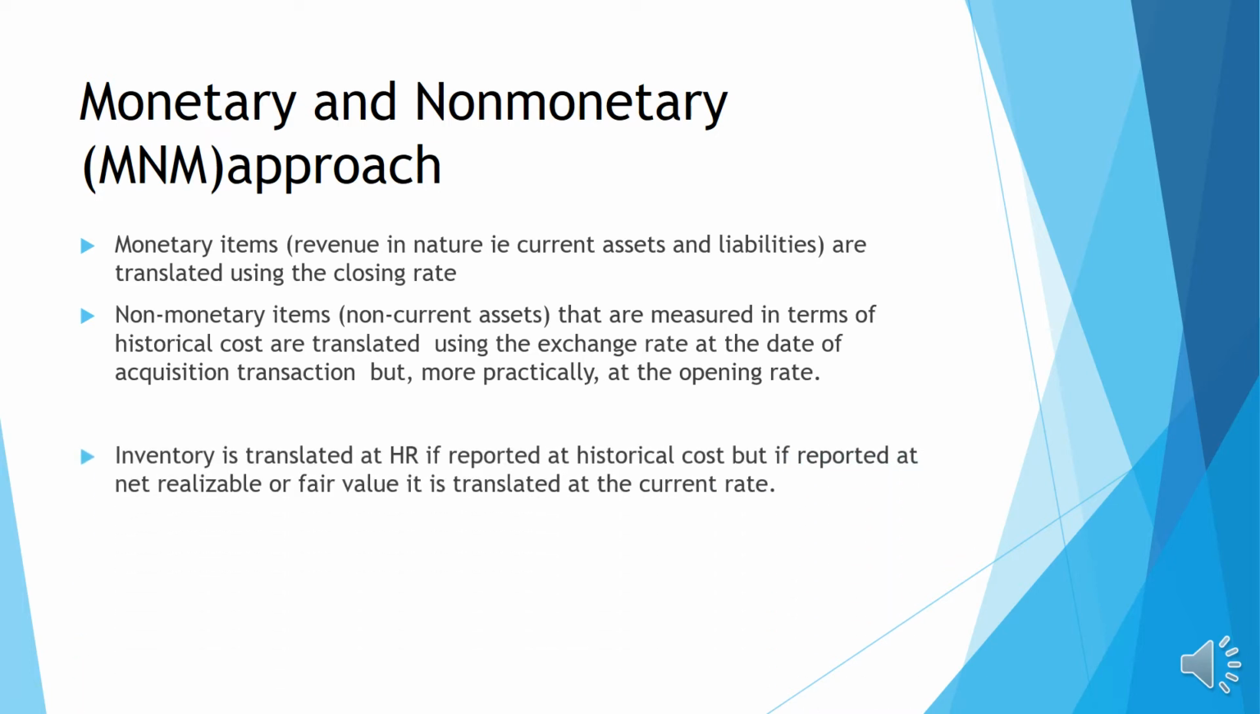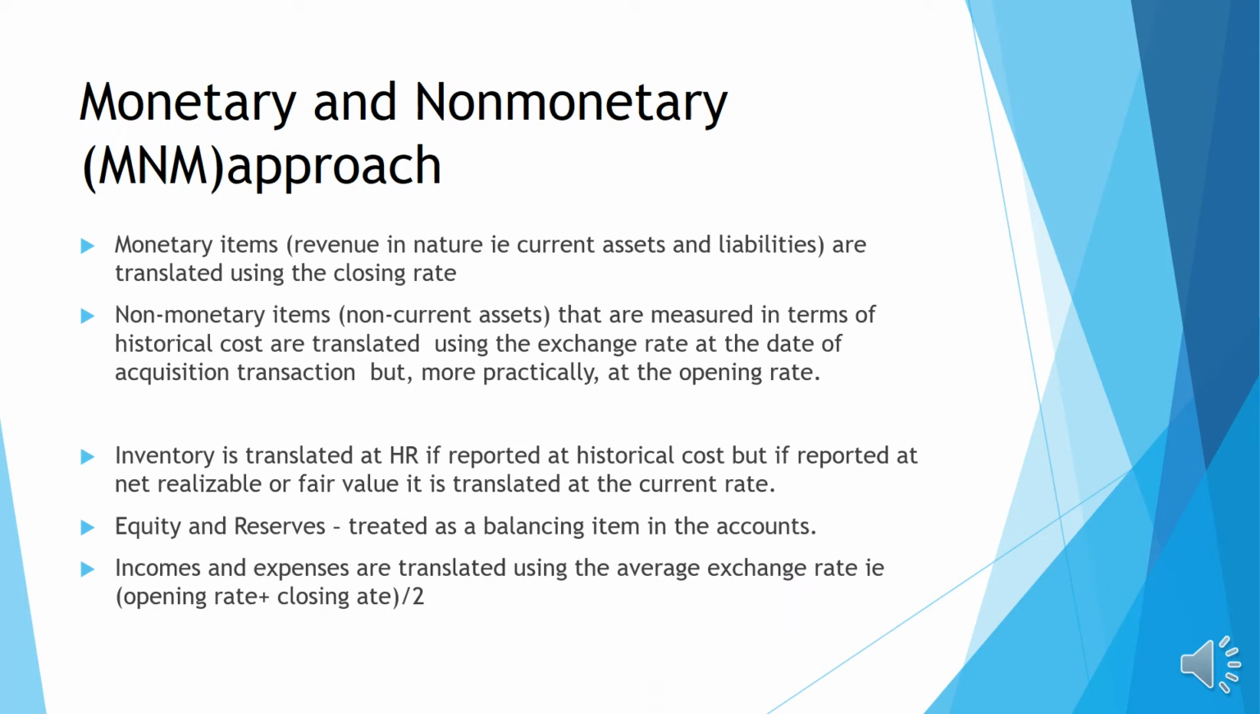Inventory is translated at historical cost at historical rate, if reported at historical cost, but if reported at net realizable or fair value, it is translated using the current rate. Equity and reserves are treated as a balancing item in the accounts, whereas incomes and expenses are translated using the average exchange rate, i.e. the average of opening rate and closing rate.